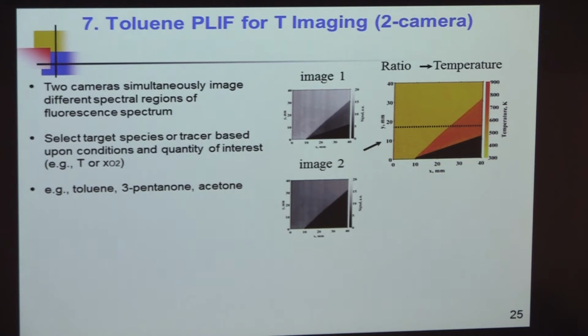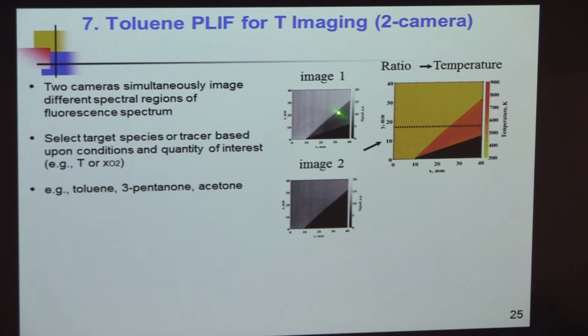Okay. I want to end up with talking about temperature imaging using 2 cameras. So in general, we have to worry about the fact that the mole fraction is not uniform. And so we're interested in using 2 cameras. We're interested in using toluene because it's such a strong signal, although toluene usually we use with nitrogen. You could do this with toluene, which means basically no oxygen, or you can do it with a ketone, which means you can use air.